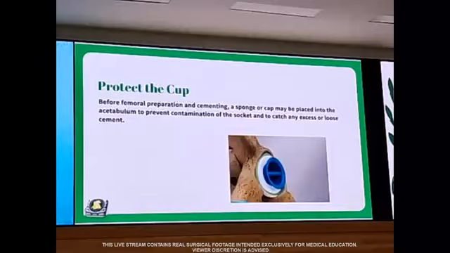Protect the cup before femoral preparation and cementing. A sponge or cup may be placed into the acetabulum to prevent contamination of the socket and catch any excess or loose cement.